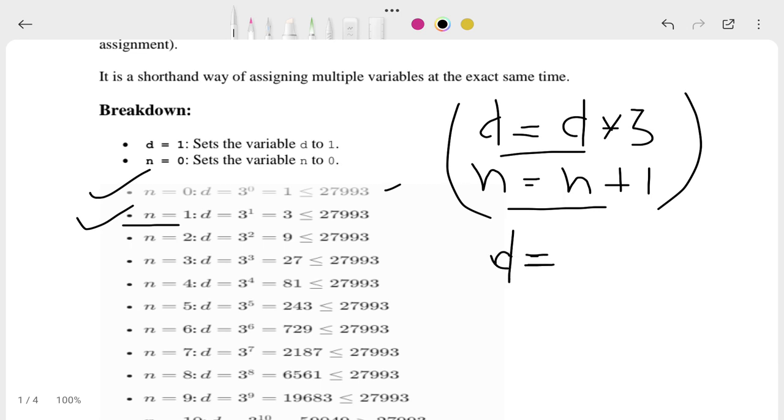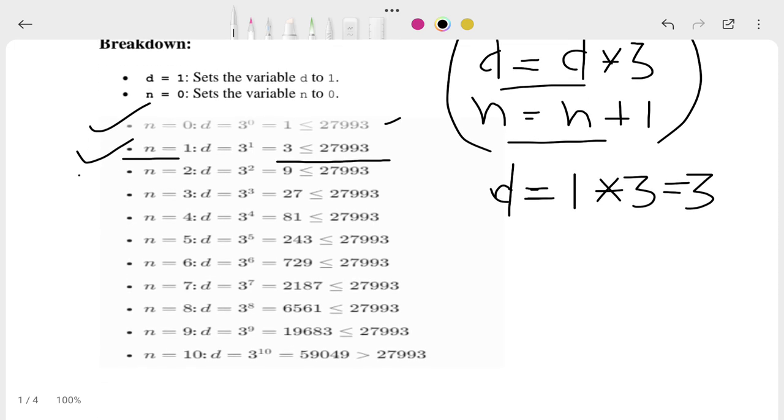So after then, next time d is equal to d. What was d? Initially d was 1. So 1 into 3 is equal to 3. Okay, so now you can see 3 is less than this. Yes. Now second time n is equal to 2, because n is equal to n plus 1, you have to update every time.